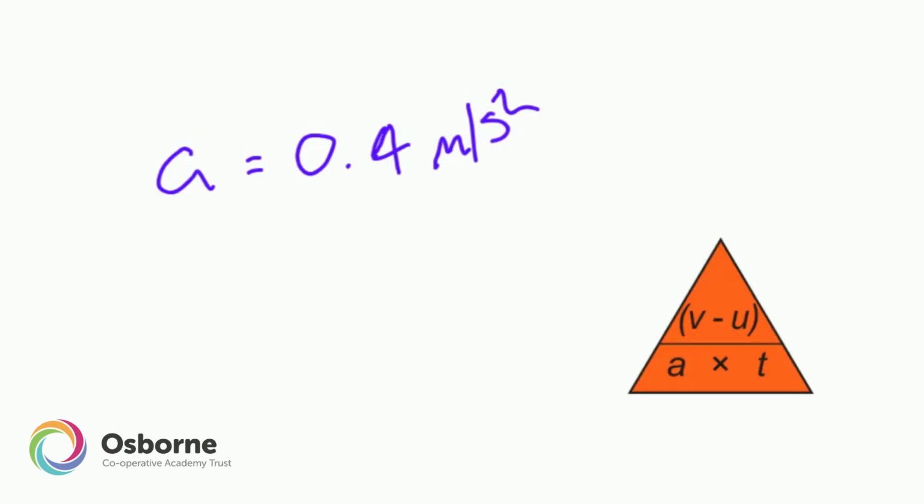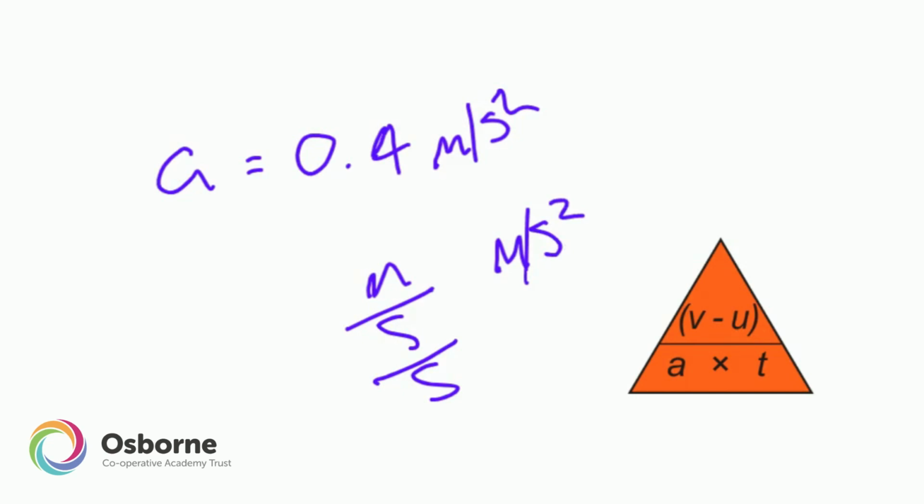Now in our equation, we have velocities in the top part of the triangle. Those velocities are already in meters per second. We've also got time at the bottom of the triangle, and that's already in seconds. So when you divide meters per second by seconds, you're going to end up with meters per second per second, okay? And that's the same as meters per second squared.